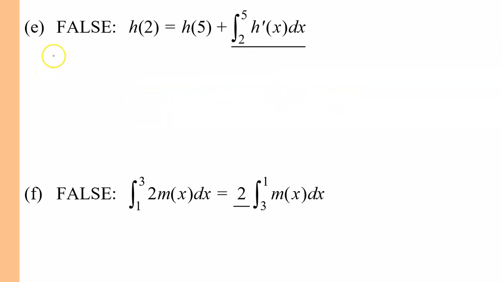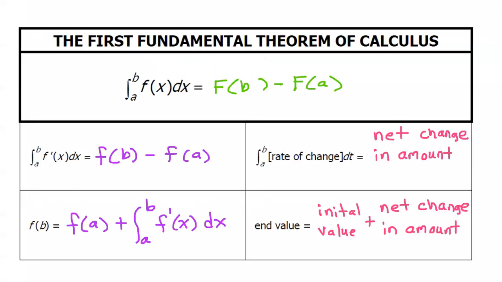Well, what is wrong with statement E? This time we have the integral of h prime, and we are ending up with just h. That makes sense, so what's wrong? I think it will help if we rewrite this using words. Remember, when we write the first fundamental theorem of calculus in this form, it means that the end value equals the initial value plus the net change.